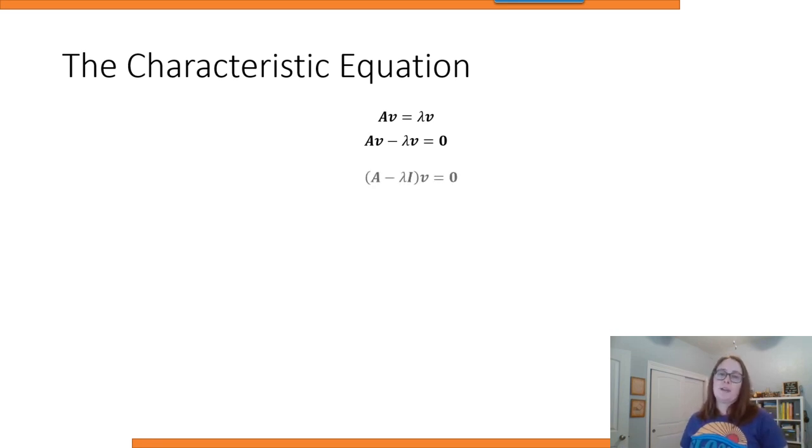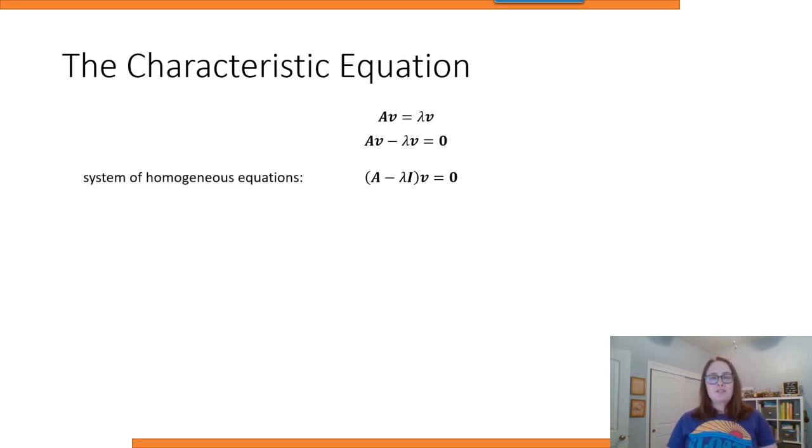But I can turn that into a matrix by multiplying lambda by the identity matrix. So I'm going to be able to factor out the V, and I now have A minus lambda I times V. Now remember, the identity matrix is a matrix with all 0 entries except for the main diagonal, which would be just ones. And we're always going to assume that this identity matrix is the same size as our square matrix A.